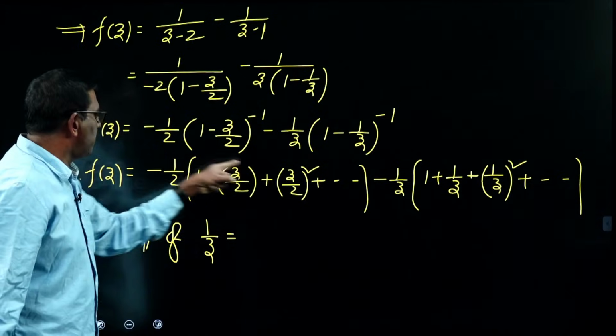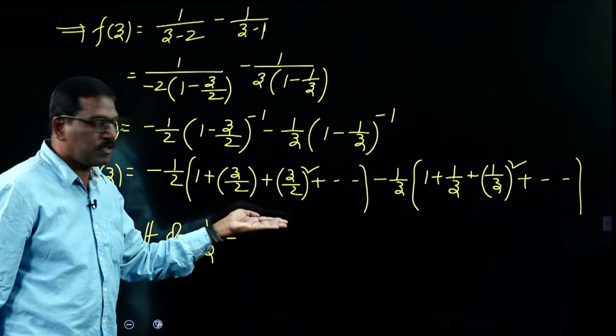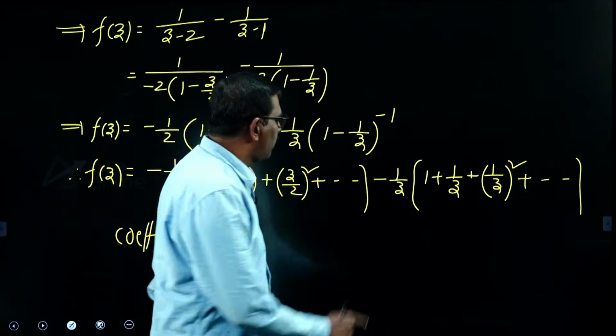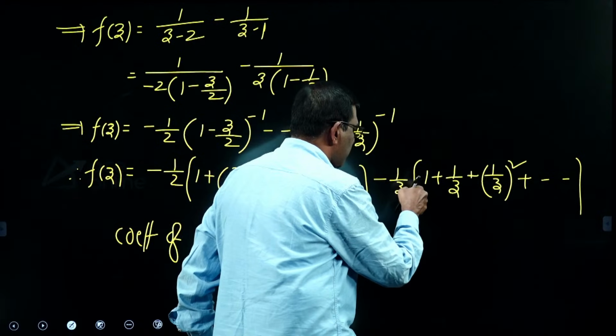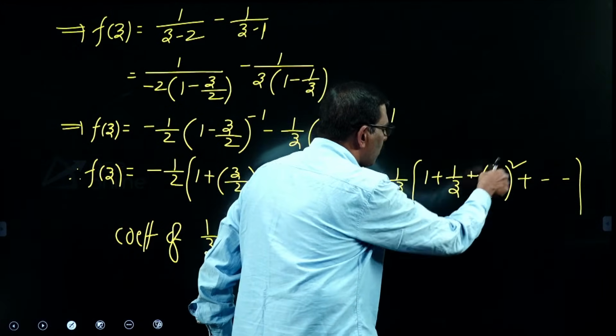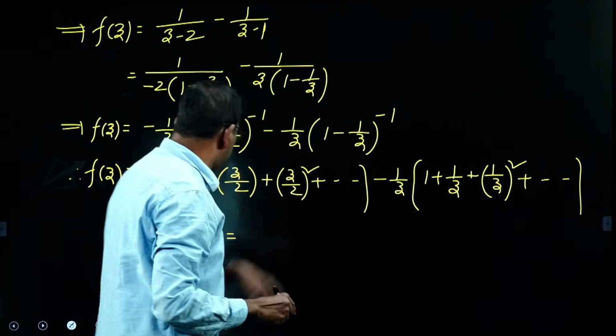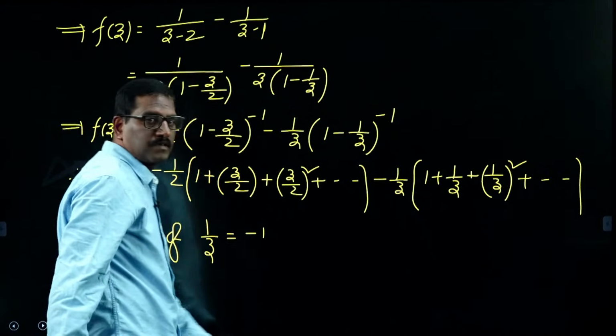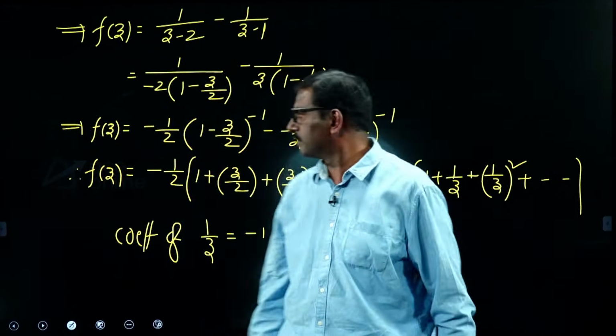Here a 1 by z form is not possible in the first part because all these are positive powers of z only. Here only 1 by z. Yes, here the first term is minus 1 by z, second is 1 by z square, 1 by z cube, like that. What is the coefficient of 1 by z? Minus 1 is the answer. Clear or not?